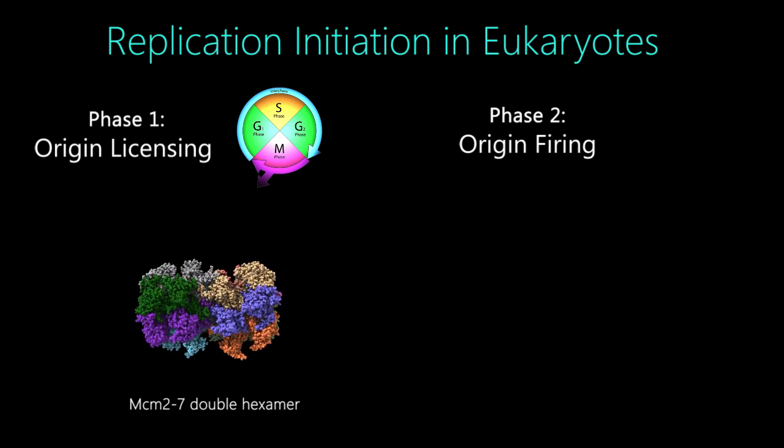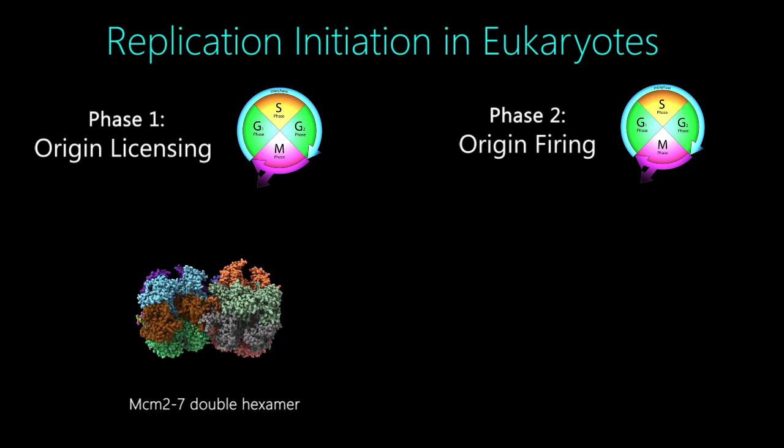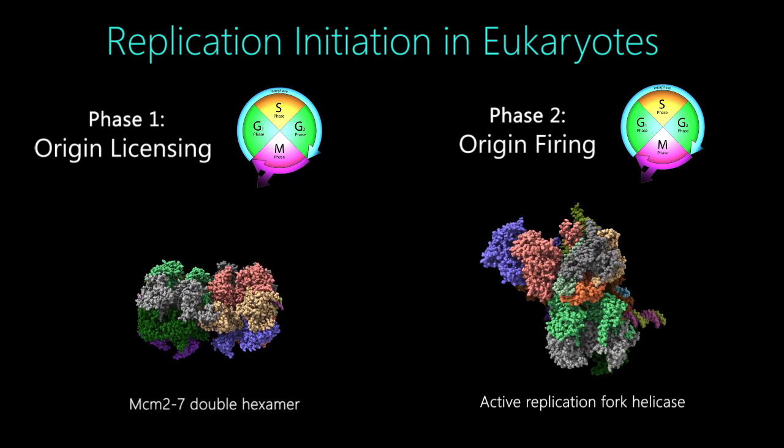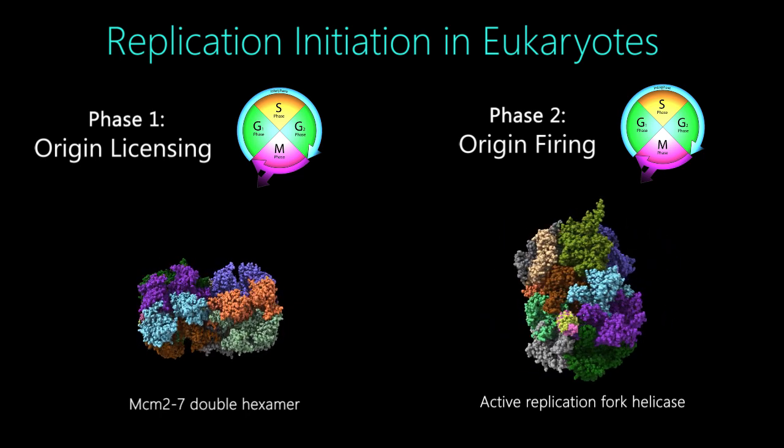The second phase, origin firing, occurs during the S phase of the cell cycle. During origin firing, the MCM2-7 complex is converted to an active replication fork helicase and DNA synthesis begins.